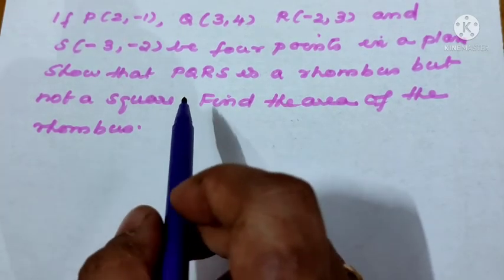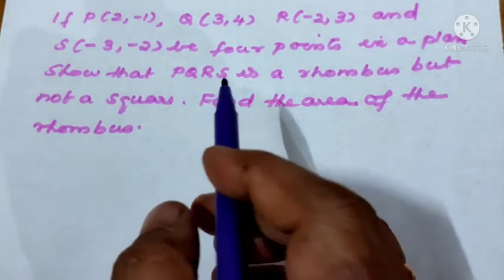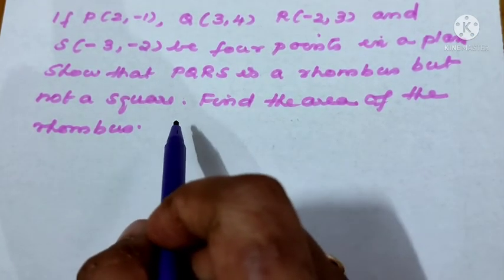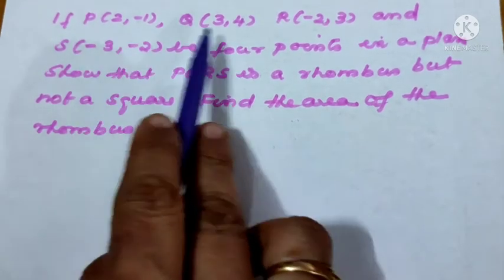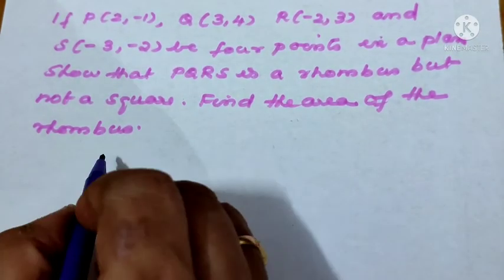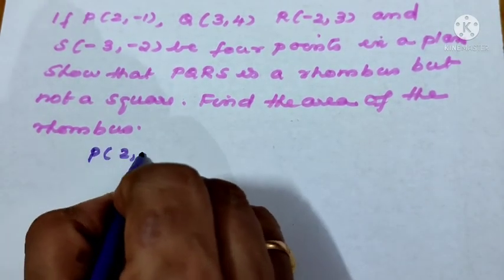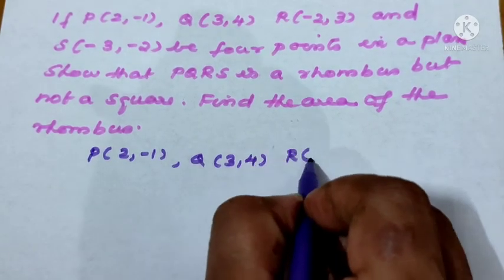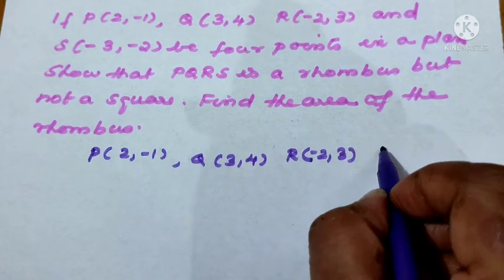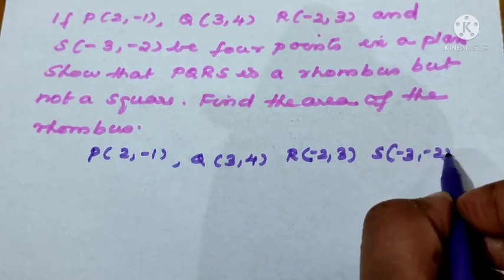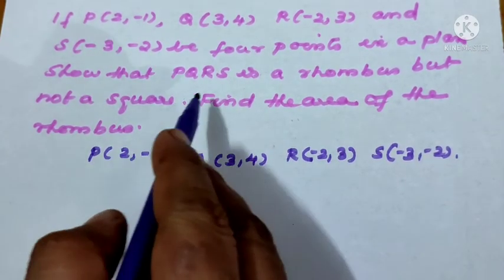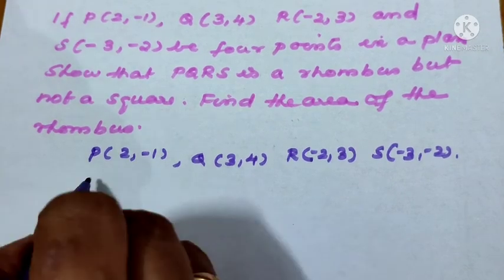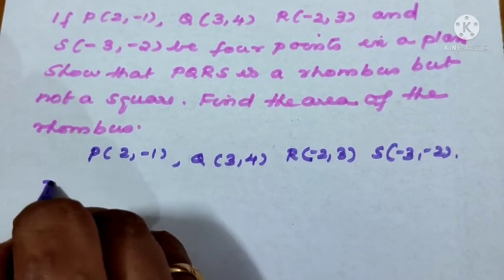We already discussed this as points. We listed out what we should do if it is a square and what we should do if it is a rectangle. In all these cases we have to use the distance formula only. The coordinates given are P(2, -1), Q(3, 4), R(-2, 3), S(-3, -2). Now we have to show that it is a rhombus but not a square, so we will write the distance formula first.